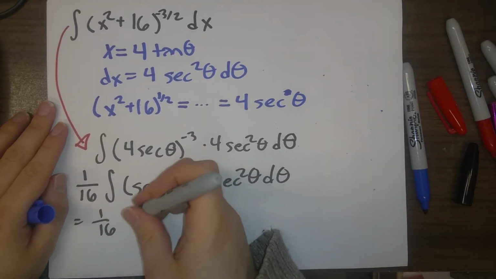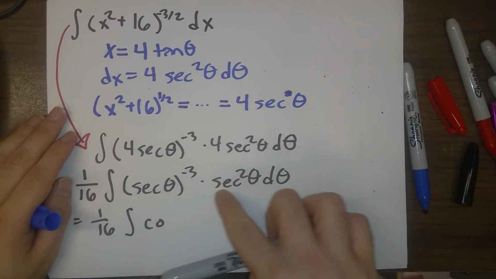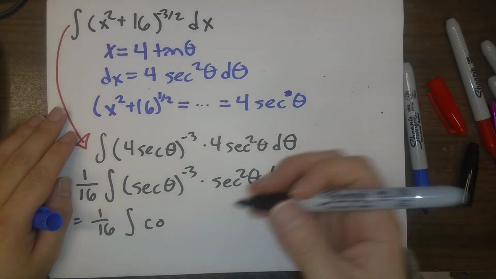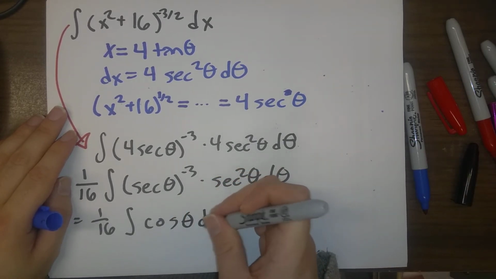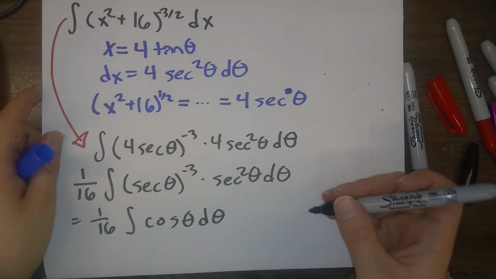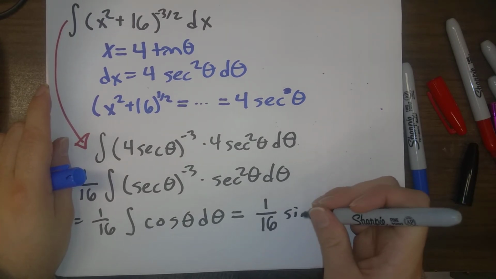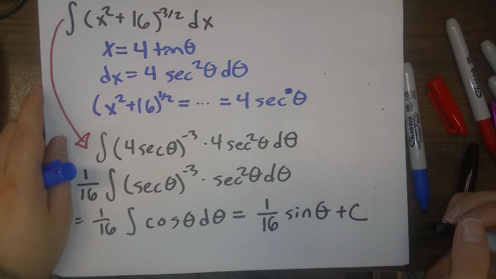And so this just ends up as secant theta to the minus 3 times secant theta squared, which is secant theta to the minus 1. So 1 over secant theta is just cosine theta. The antiderivative of cosine theta is, of course, sine theta. So we are almost done with this.